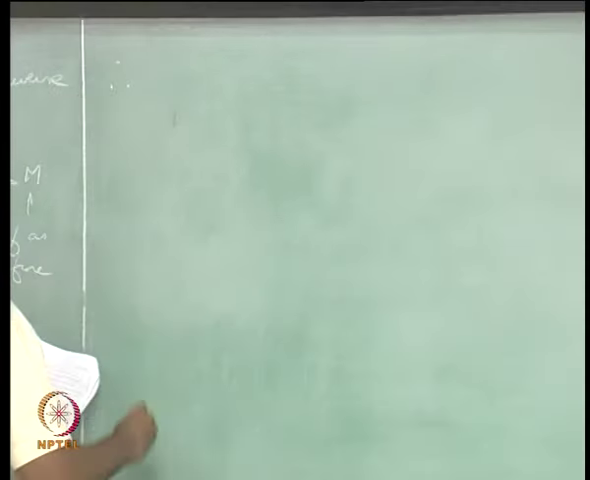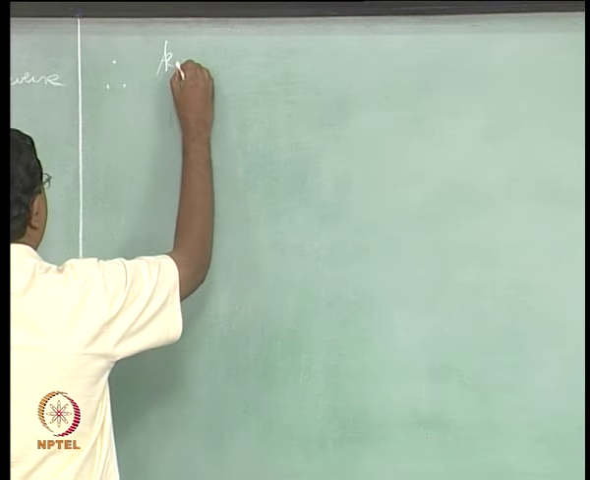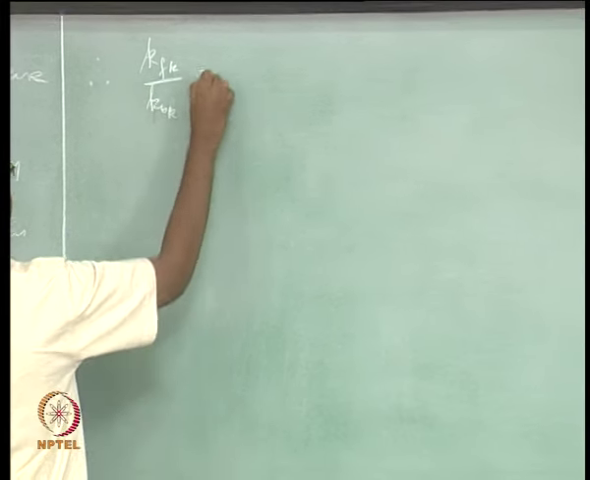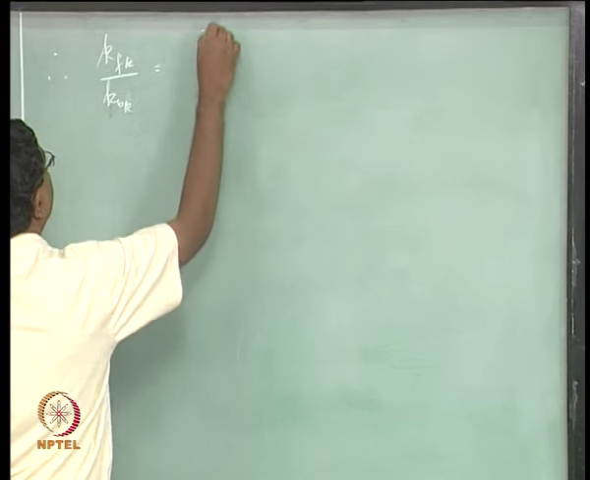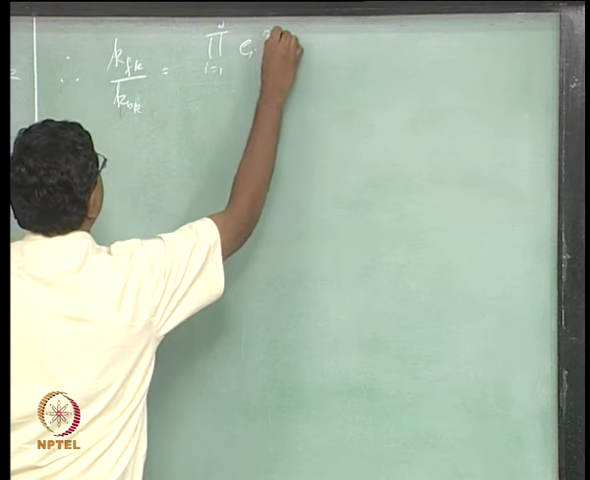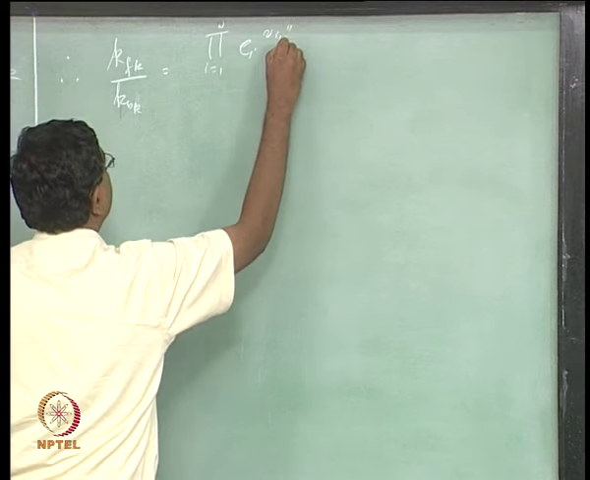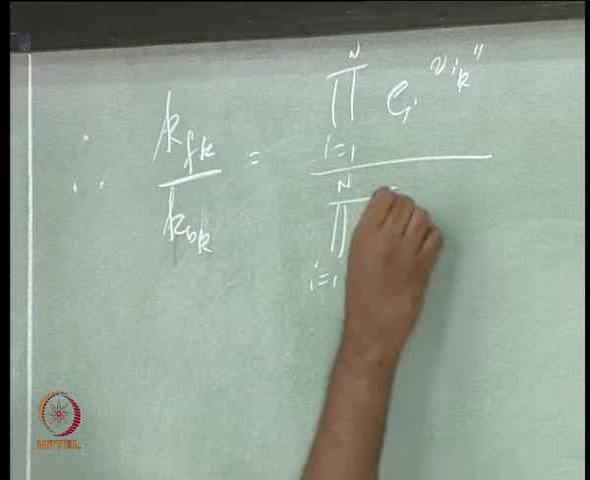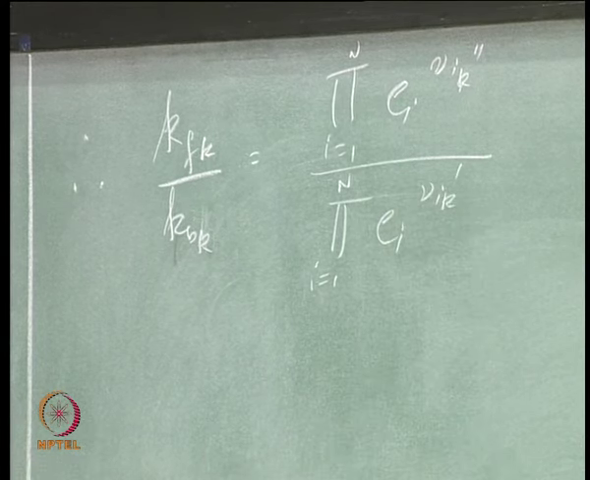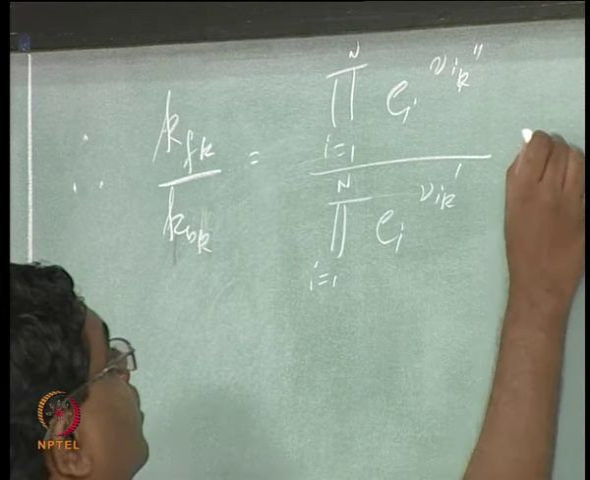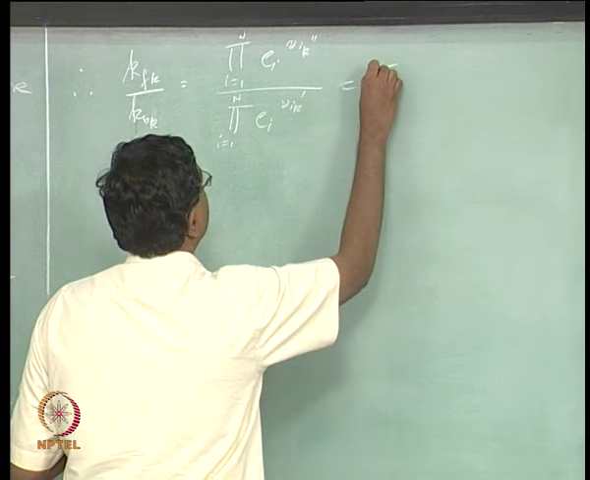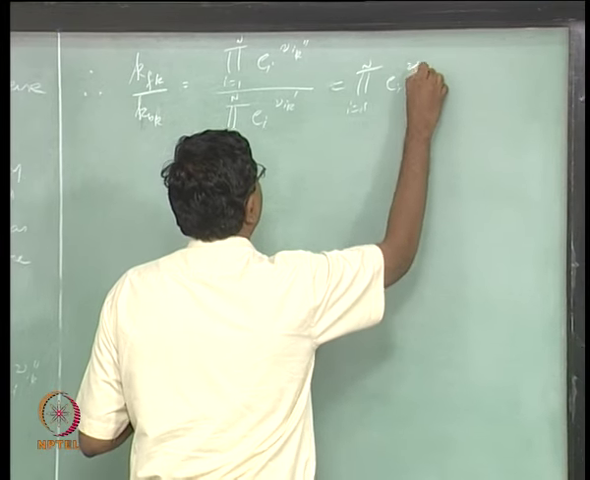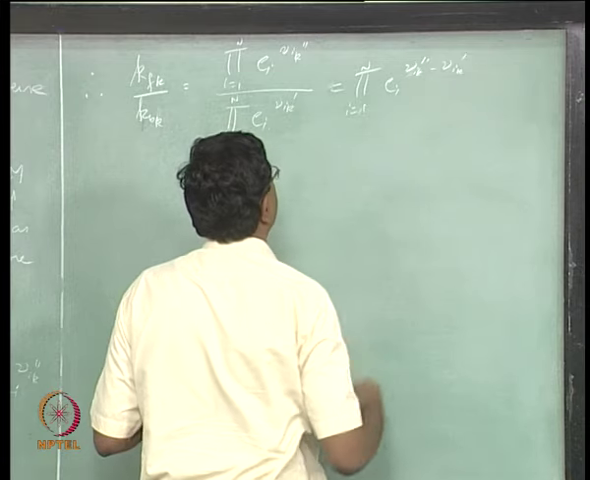Therefore, k_f,k divided by k_b,k equal to product over i equals 1 to n of C_i to the nu_ik double prime divided by product over i equals 1 to n of C_i to the nu_ik single prime, which is nothing but product over i equals 1 to n of C_i to the nu_ik double prime minus nu_ik single prime.